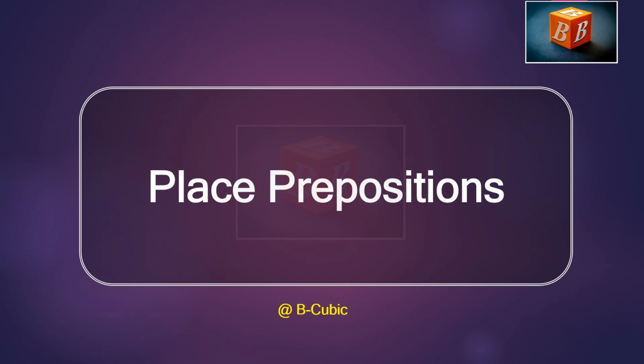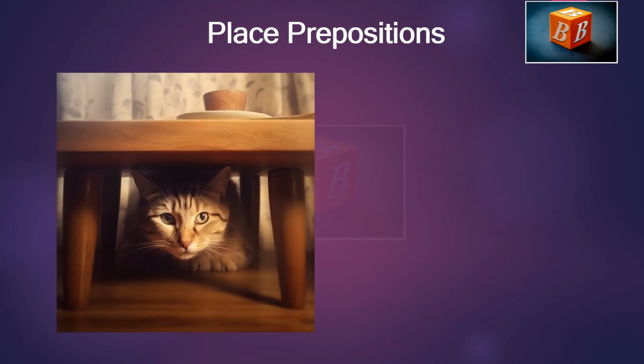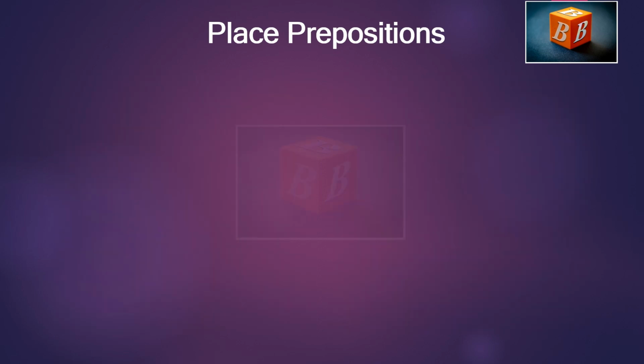Today, we're diving into the world of language with a special focus on place prepositions, those tiny words that make a huge difference in how we describe places and positions. Have you ever wondered how to describe exactly where something is? Is the cat on the table or under it? Is the bird flying above the trees or over them? Well, worry no more. Today, we'll explore these fascinating words and their uses.